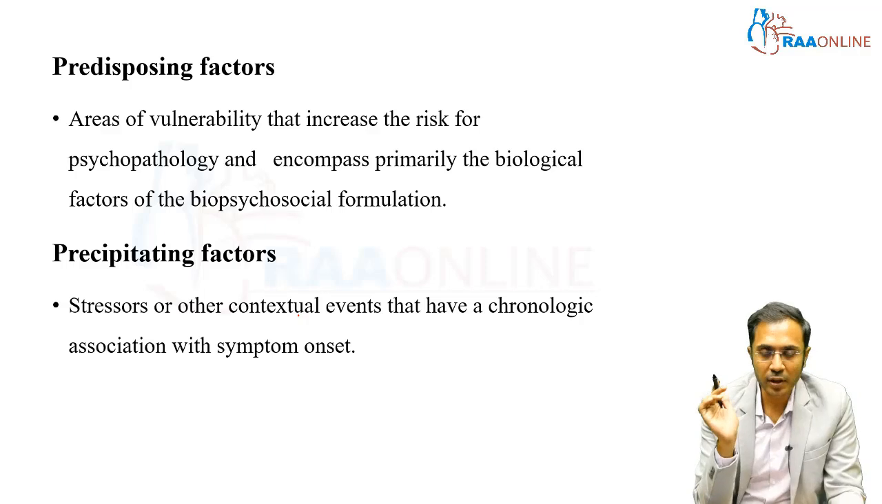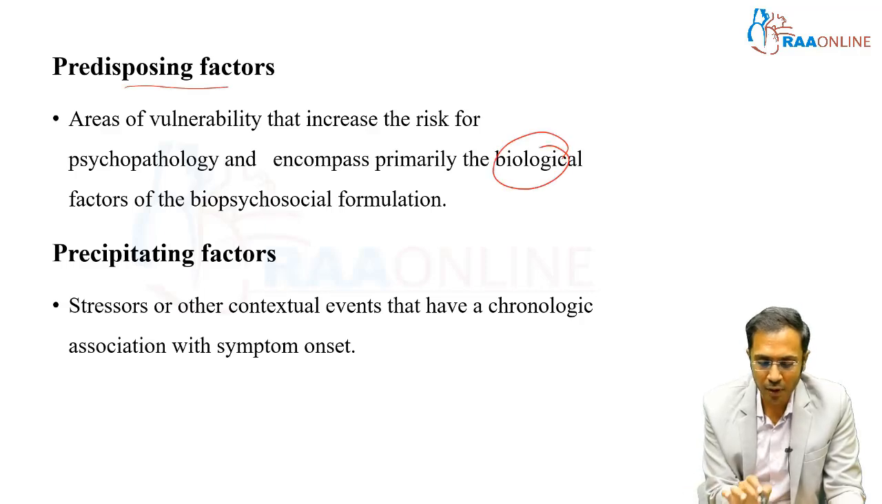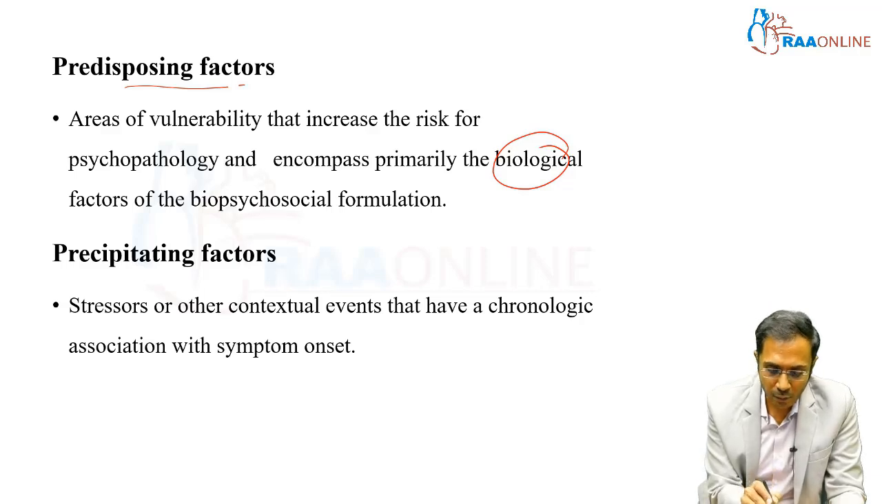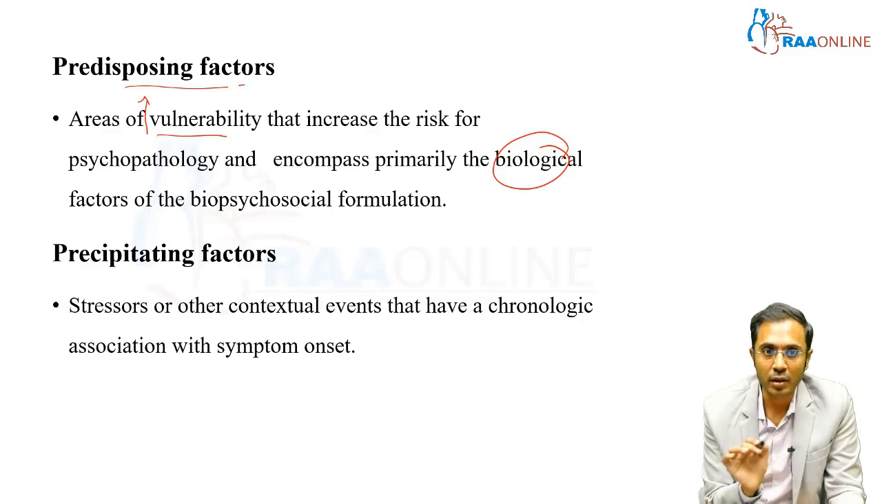We should also have information about these 4 P's: predisposing, precipitating, perpetuating and protective factors. Predisposing, basically areas of vulnerability that increase risk of psychopathology. Here biological and psychological factors are more important in predisposing factors. Basically predisposing factors are factors that increase vulnerability towards development of anxiety disorder.